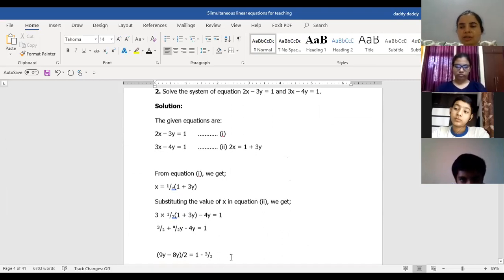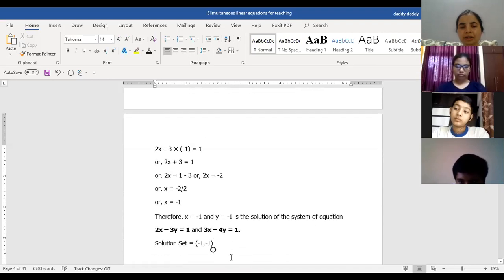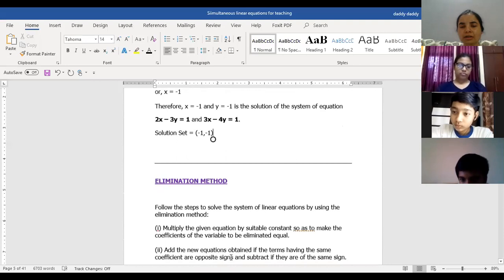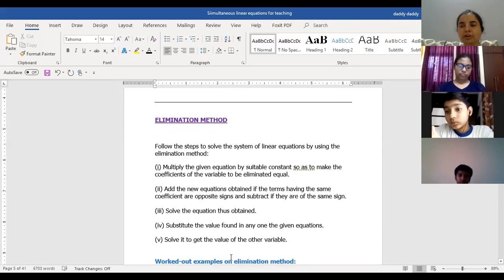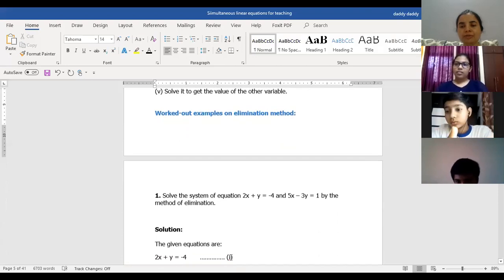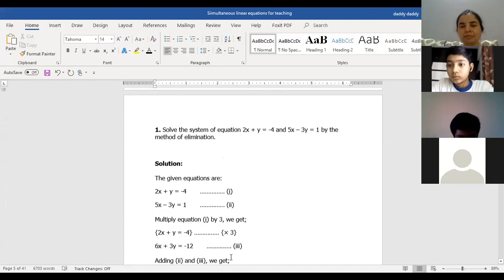Okay, so this was substitution method. Now I'm going to start with another method, which is elimination. I'm going to take just one question and then I'm going to clear your doubts. I will keep the last 15-20 minutes only for doubt clarification, so that doubts don't pile up, because in one class we are not able to clear all doubts because time is less.